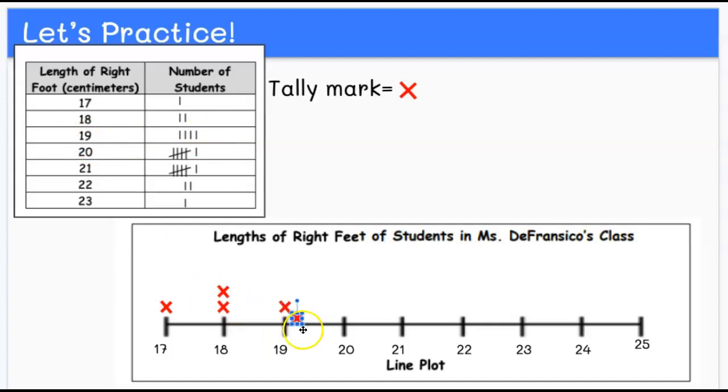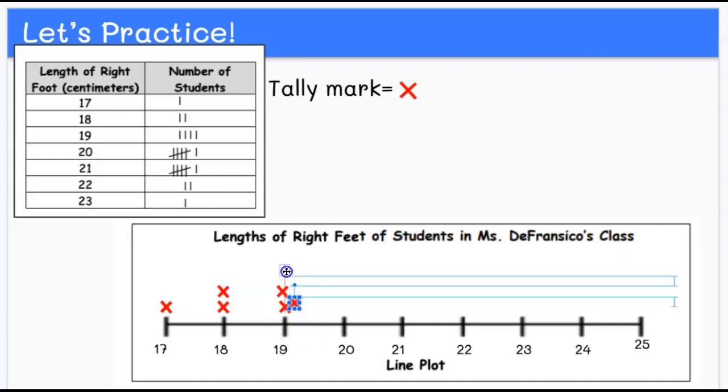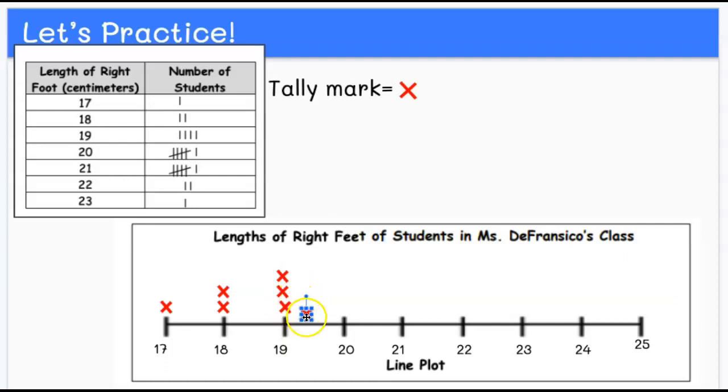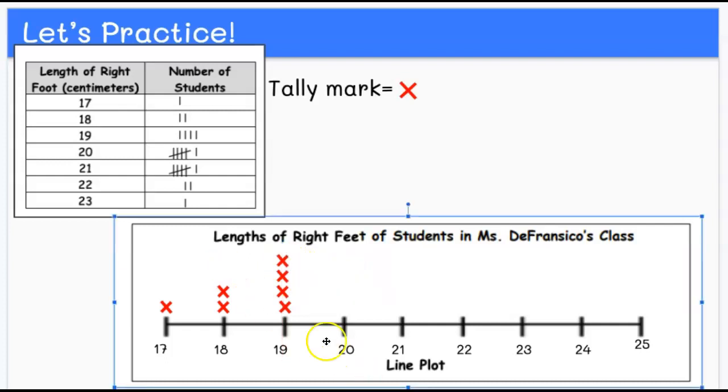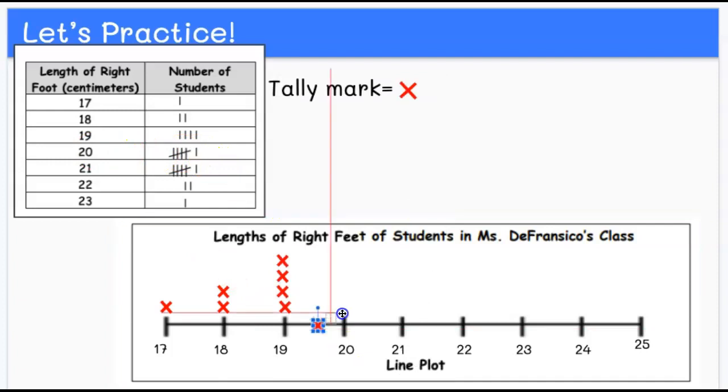1, 2, 3, and 4. We're going to try and keep it as even as possible. Sometimes it's a little bit hard. Okay, 20 centimeters won't work. So 6 students had a 20 centimeter foot.